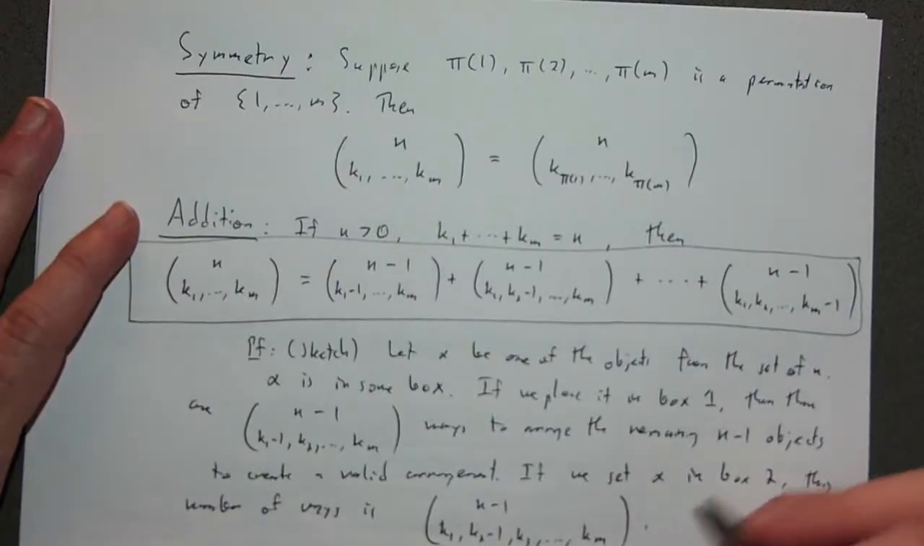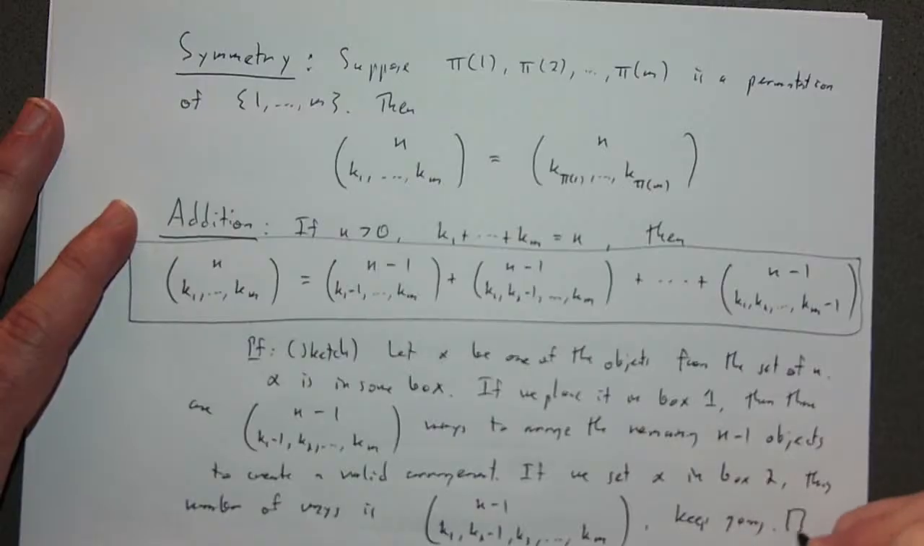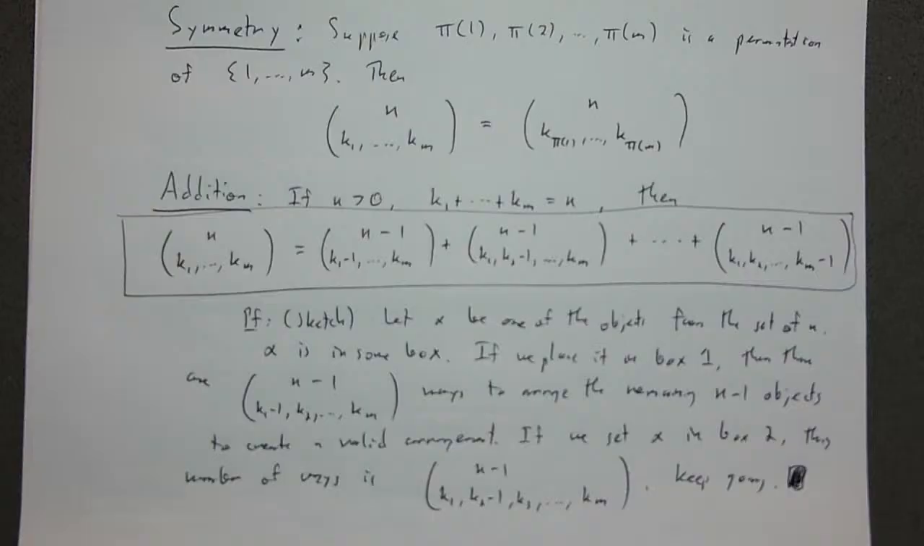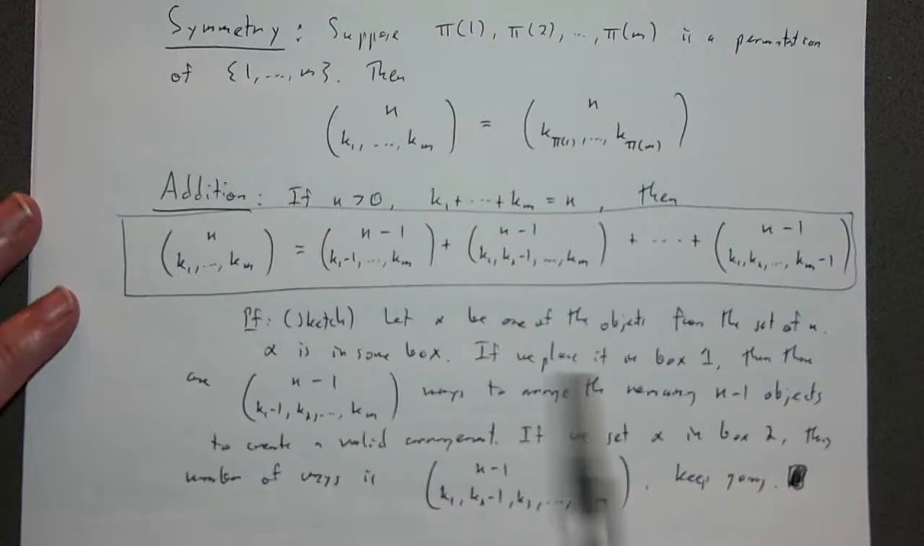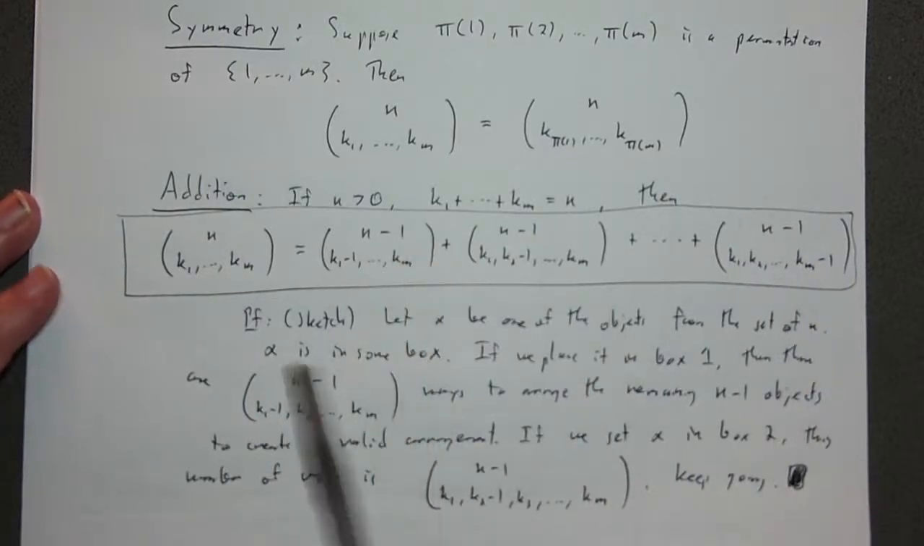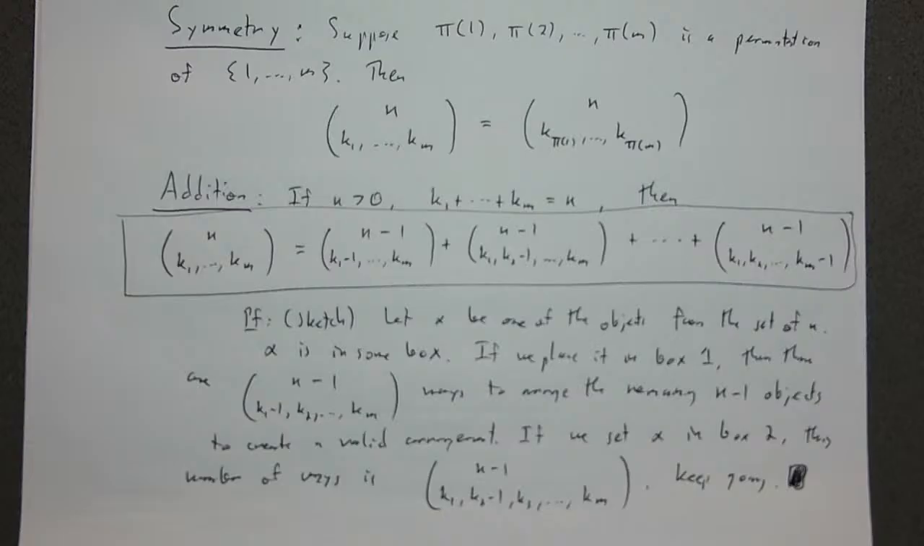So then keep going, right? This is how to see that the total number of ways of doing this is just summing each of those. Summing across all of the possibilities here of alpha lying in box 1, 2, 3, and so on.